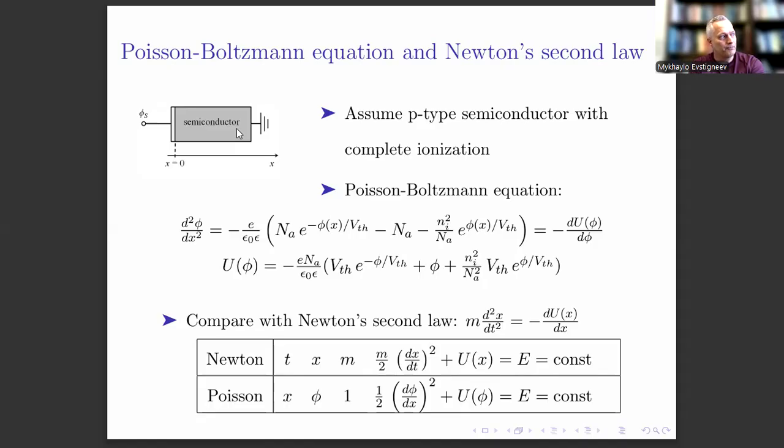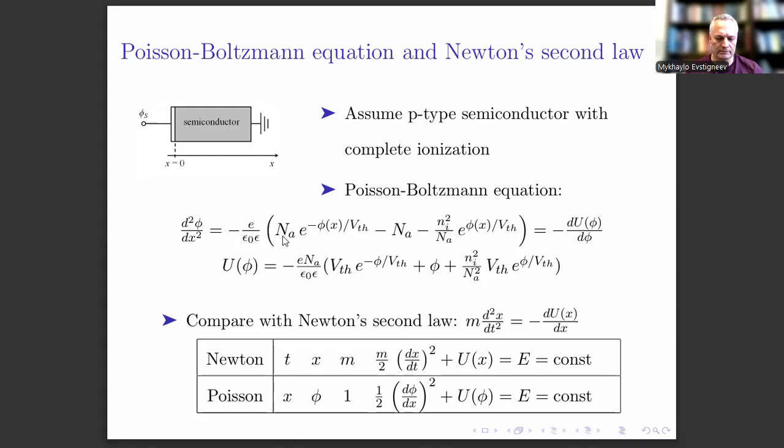Now, the charge density in a p-type semiconductor is due to electrons, holes, and negatively charged acceptor impurities. So the second derivative of the potential with respect to coordinate is negative. Charge density is the elementary charge times the concentration of all positive charges minus the concentration of all negative charges. The first term gives me the hole concentration at a point x.